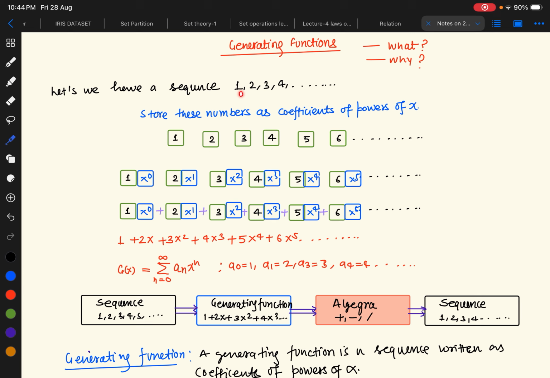So how do we make generating functions? Suppose you have a sequence, and we store this sequence in the coefficients of powers of x. I have written all the terms of the sequence given to us, right? So we start from power of x with 0, then 1, then 2, and multiply with each term in the sequence for all the powers of x you can see. These are in sequence, so we do plus, and this is the summation we do.